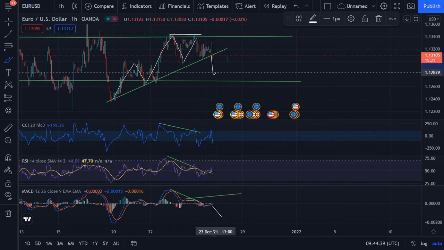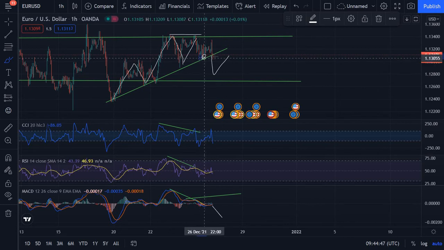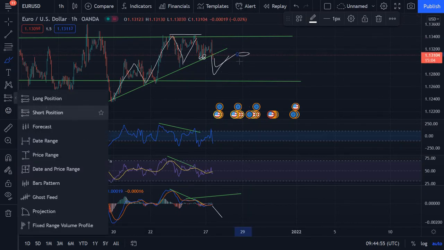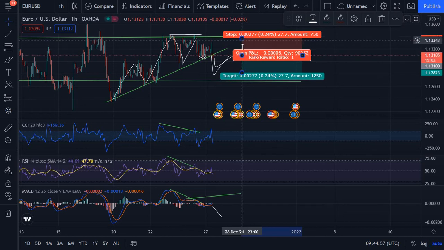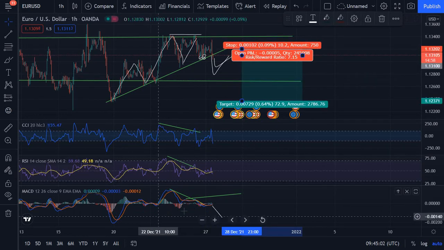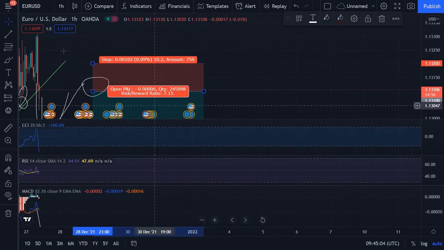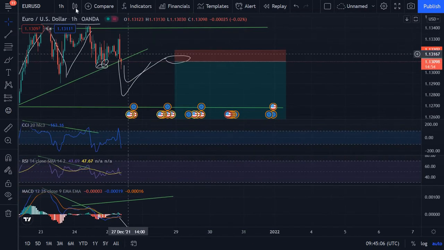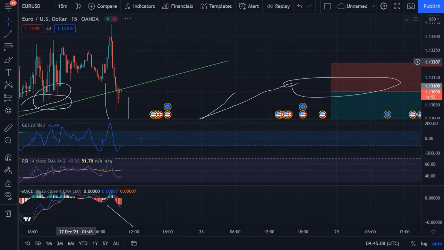So initially I would look here for a break below this point, and then a retest to around here, and the trade for scalpers, so for smaller time frame traders, would look something like this. So this is what I would watch out for here at the moment on the 30-minute chart.